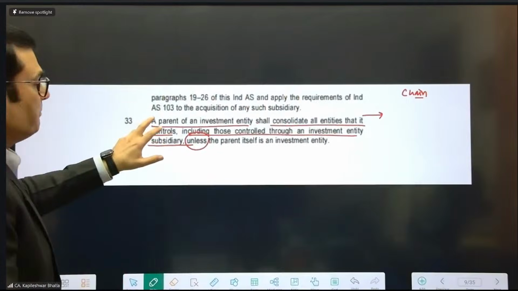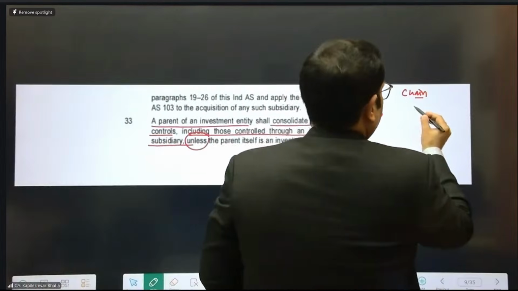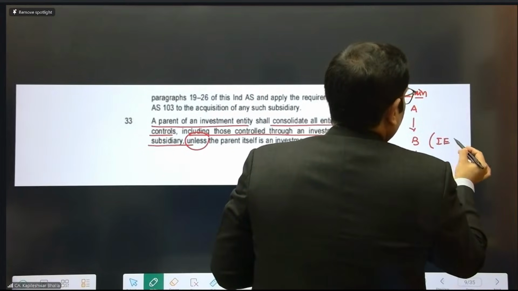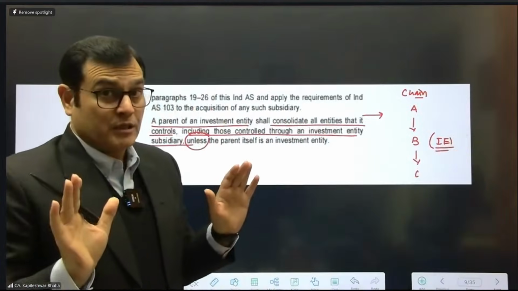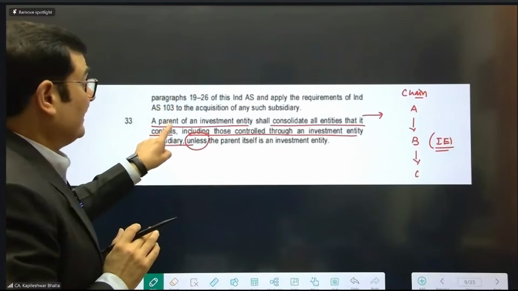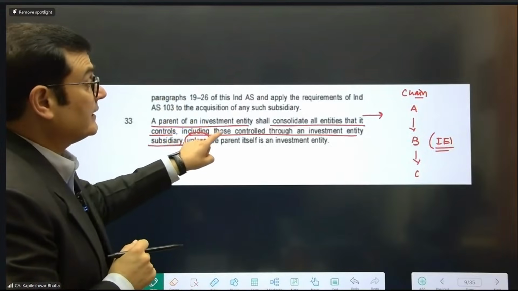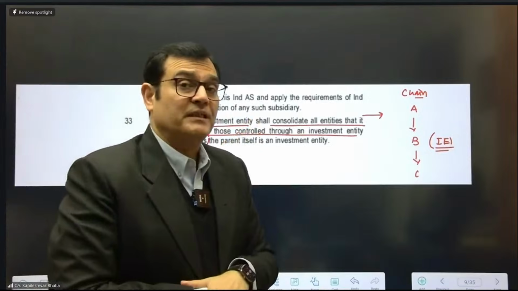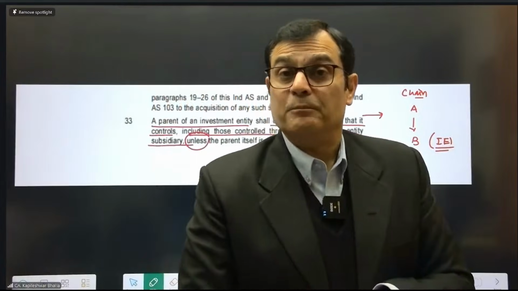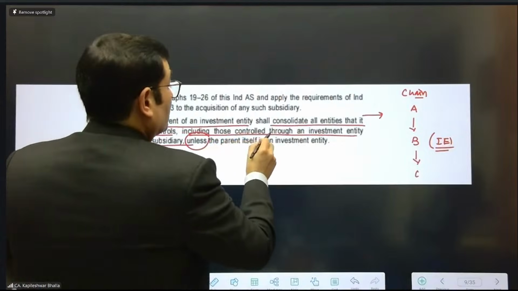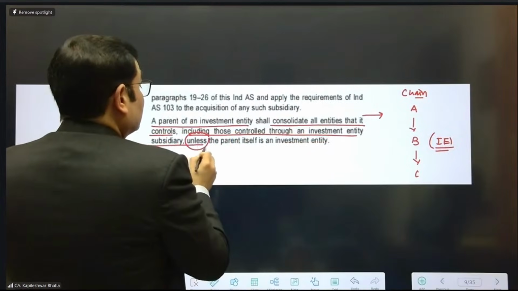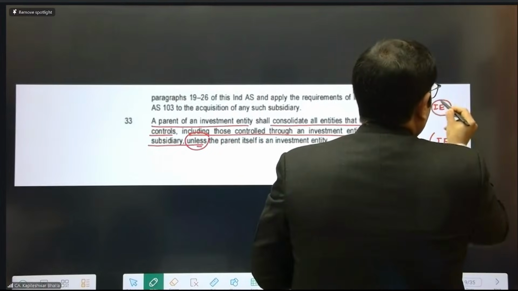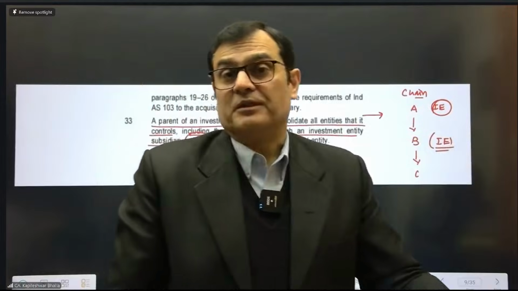Because now he says a parent of an investment entity. So let's consider A, let's consider B, let's consider C. B is an investment entity, but A is not. A parent of an investment entity, A in my example, shall consolidate all the entities that it controls. So A will consolidate B and C as well. It says which are controlled through an investment entity, unless the parent is an investment entity. If the parent also becomes an investment entity, then he will get the benefits of para number 31, 32.